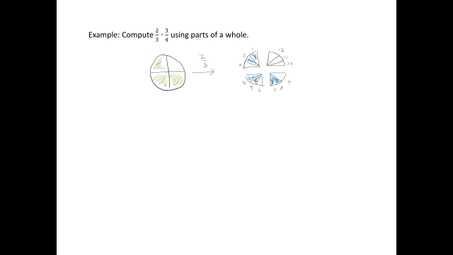There are 12 pieces. How many of them are shaded in? 1, 2, 3, 4, 5, 6. So in all, we have 12 pieces with 6 of them shaded in. 2/3 times 3/4 is equal to 6/12. But 6/12 reduces to 1/2. Many students find this difficult at first, but after thinking it through a couple times, they find it's actually rather simple.